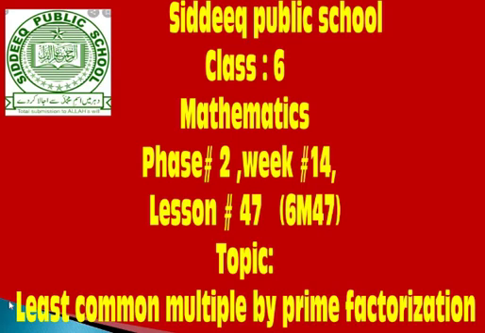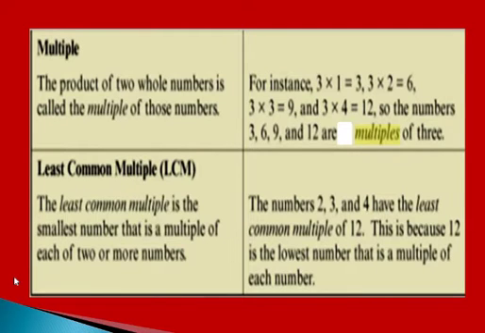You should know what a multiple is. When you multiply any number with any natural number, we get its multiples. Or you can say in simple words, the product of the natural number is called the multiple of those numbers. For example, if I multiply 3 with 1, 2, 3 and so on, these would be the multiples of 3.